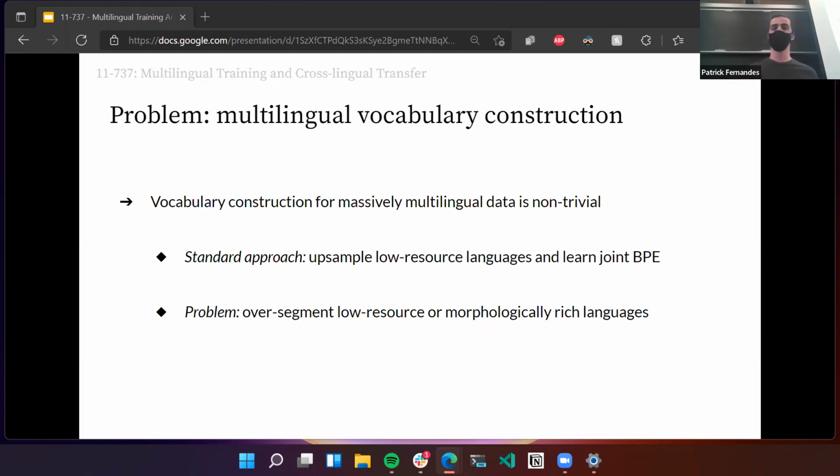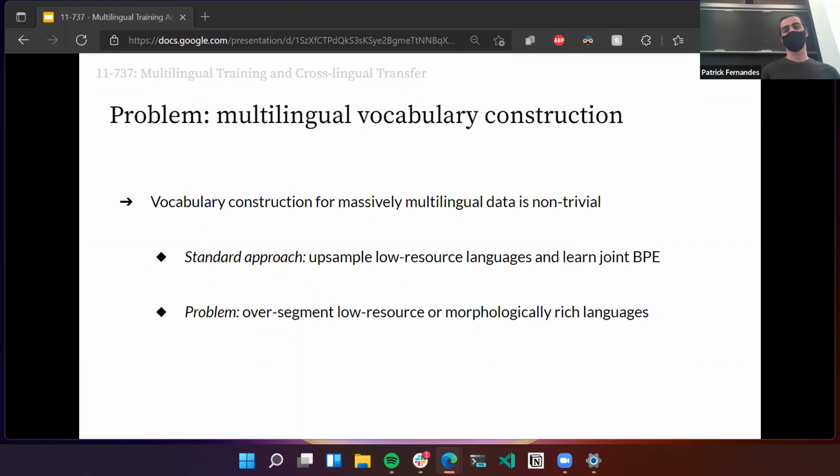sequences of characters. A standard approach then is to do the same as we do with data selection, which is to upsample the low-resource languages when building the BPE encodings. However, as you scale to more languages, if you have a fixed vocabulary, it's inevitable that you're going to end up with languages that are over-segmented. Unless you scale the vocabulary linearly with the number of languages, you're always going to have a problem where there's not enough tokens to represent that vocabulary. So it's not clear currently what's the best way to solve this.